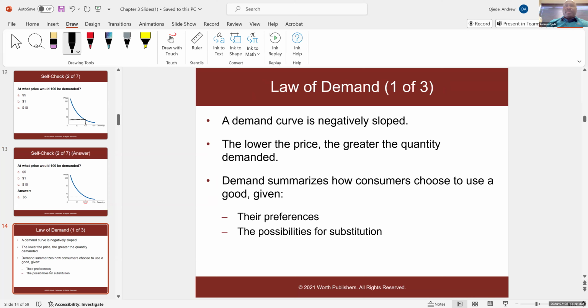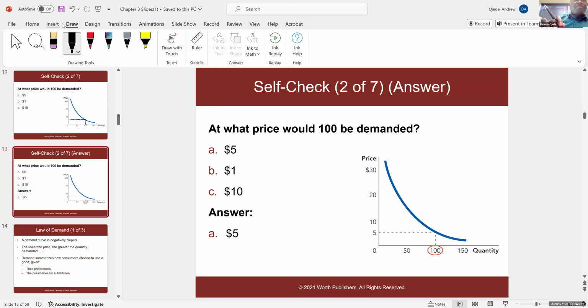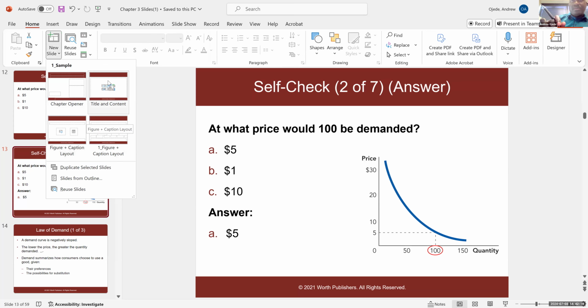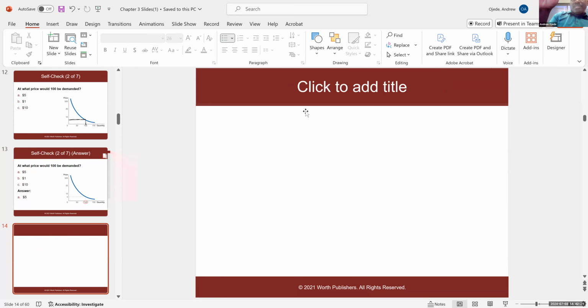A demand curve is negatively sloped, as I already talked about. So the lower the price, the greater the quantity demanded, and vice versa. And this is what you could call the law of demand. I want to open a slide here and define it properly. Let me put a new slide there. Okay, so we call this the law of demand.